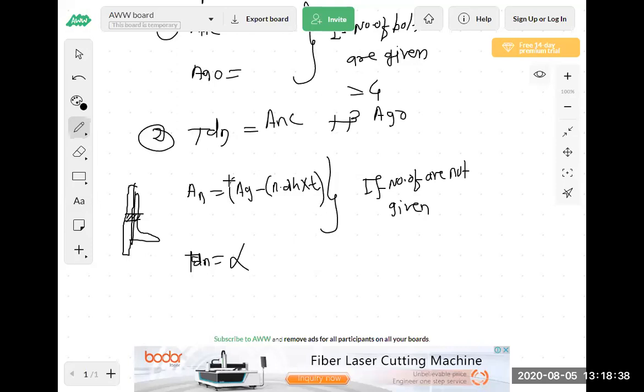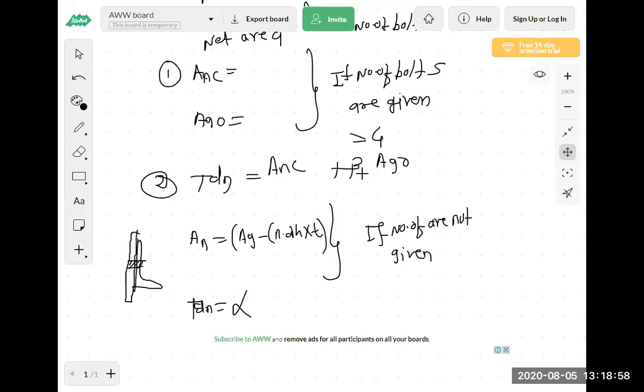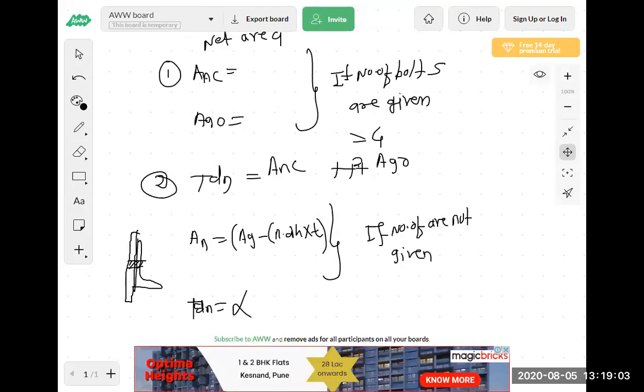You can go to page number 33 of the IS code. There are 2 formulas they have given, one with beta and one with alpha. So when to use the beta formula and when to use the alpha formula? If the number of bolts are given, then we have to use the beta formula. Simple. तुम्ही तुमच्या पेज वरती लिहून घेऊ शकता. If the number of bolts are given, we have to use the formula of beta.